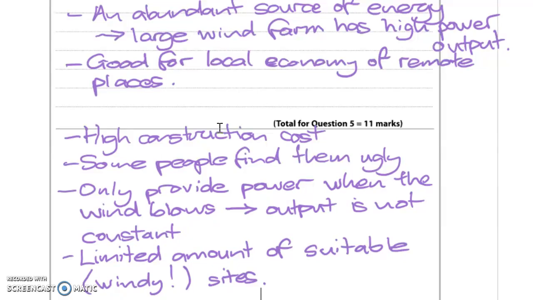They only provide power when the wind blows. So this means that the output is not constant, and also that there's a limited amount of suitable sites where you can build them. Obviously, you want to pick sites that are windy.